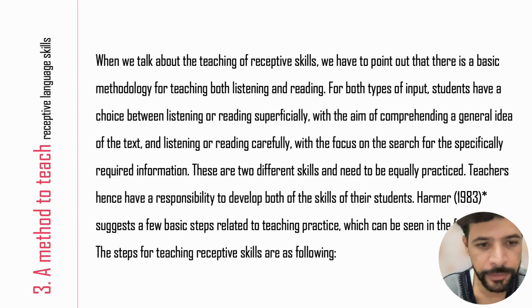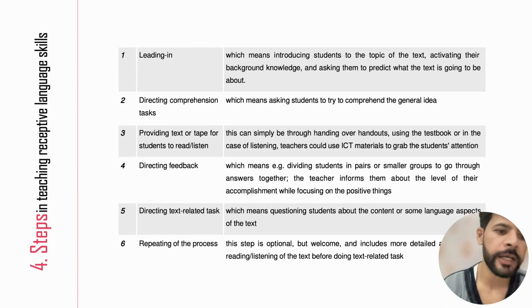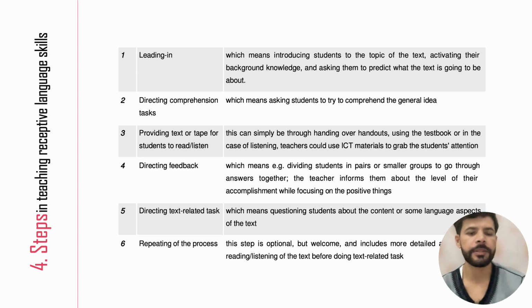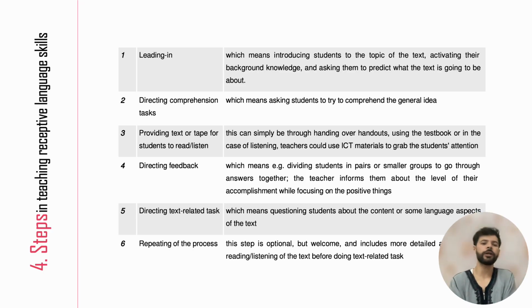Harmer 1983 suggests a few basic steps related to this teaching practice, which can be seen in the figure entitled Steps for Teaching Receptive Skills, as follows. So, as you can see, there are 6 main steps in order to teach receptive skills. The first one is the leading in, which means introducing students to the topic of the text, activating their background knowledge, and asking them to predict what the text is going to be about, or what the topic that's being listened to is all about.